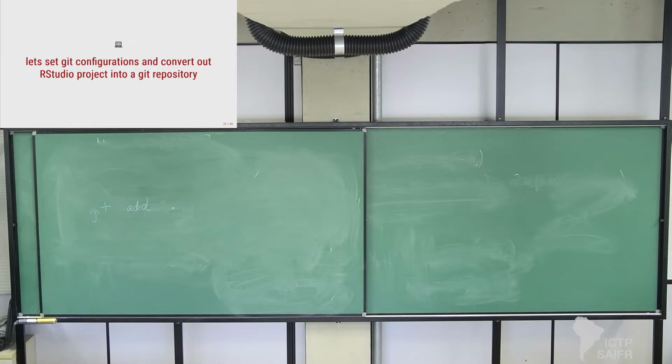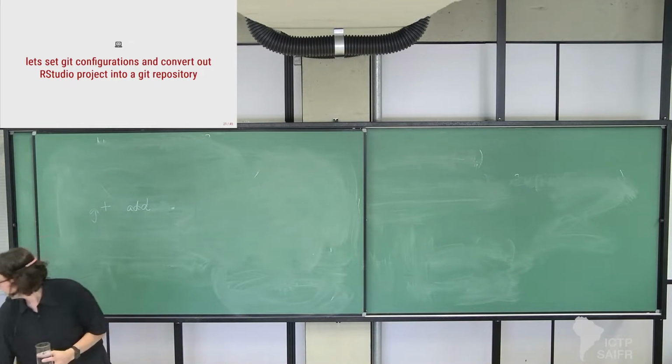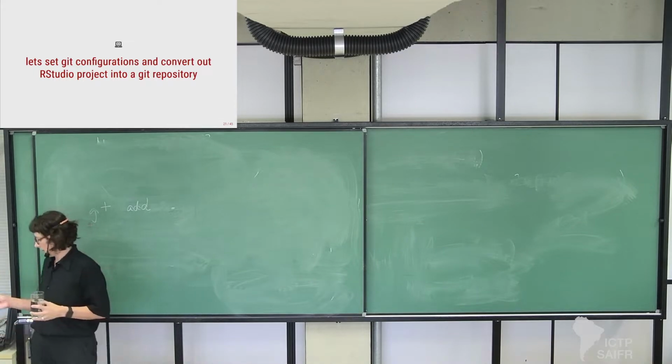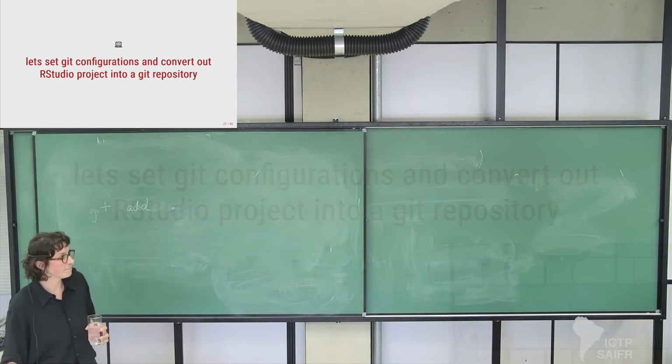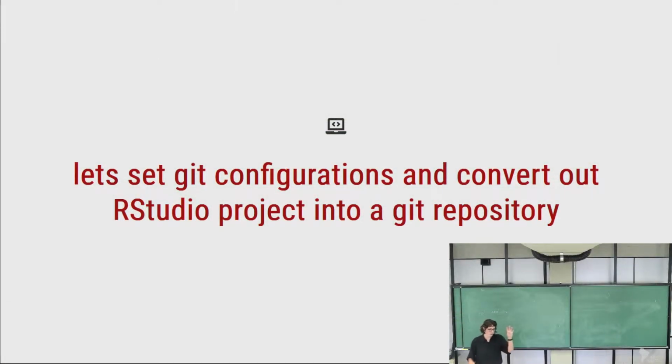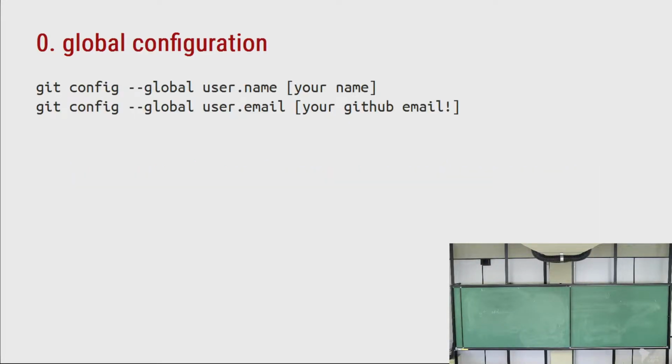Okay. So we will set the configurations, and what we will do today is convert our RStudio project that we downloaded yesterday into a Git repository. We will create a remote, and we will do our first commit today together. So, now we will be using the post-its because I need to know if anyone needs help with doing these things.